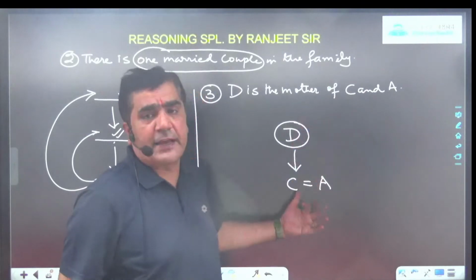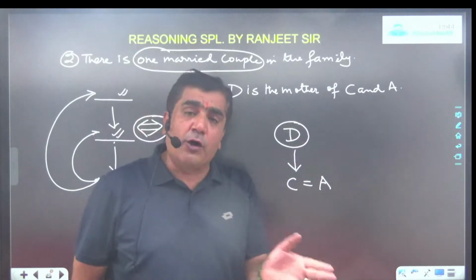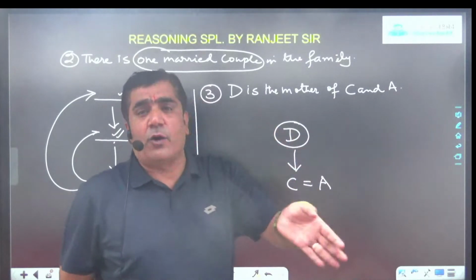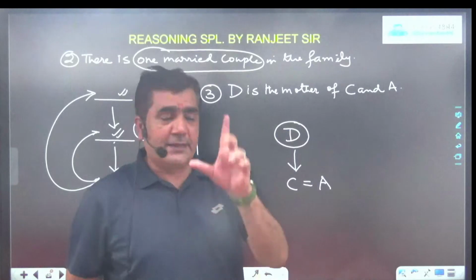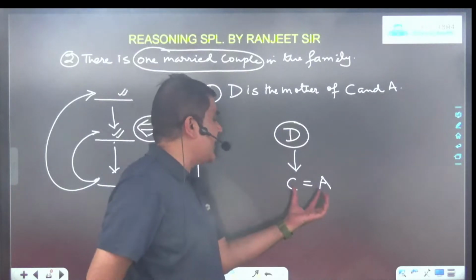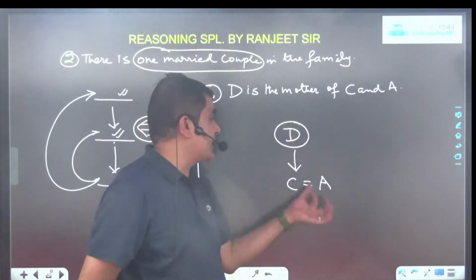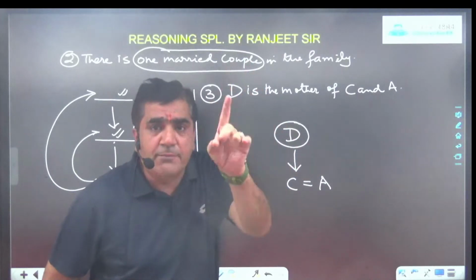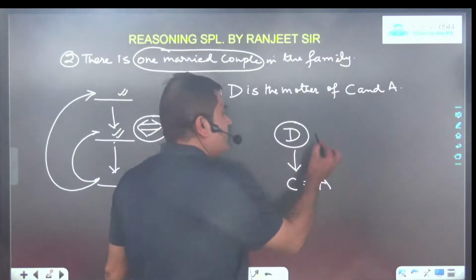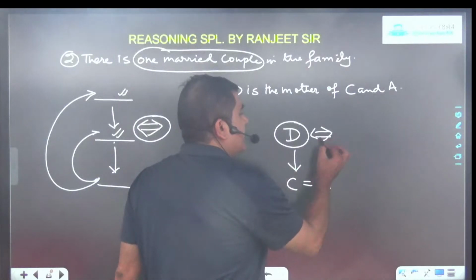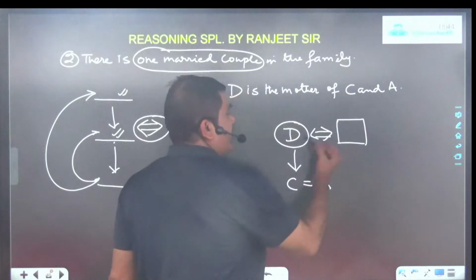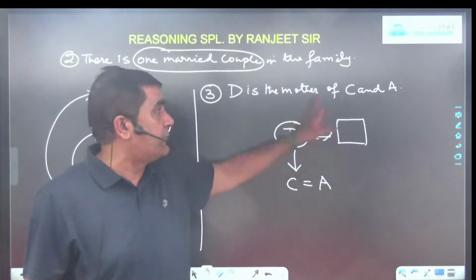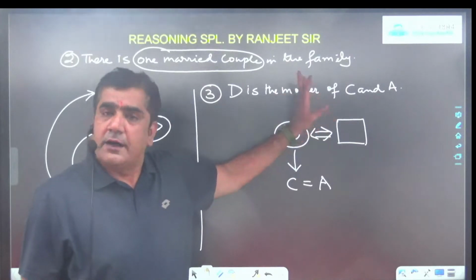So this we can easily conclude, but parallelly one more thing can be concluded from this statement, and that is, since C and A are children of D, D must be married. D must be married means there must be some person who is going to come over here, and that person must be male as D is female. See, this is not given, but this can be concluded from this statement. I hope this is clear.